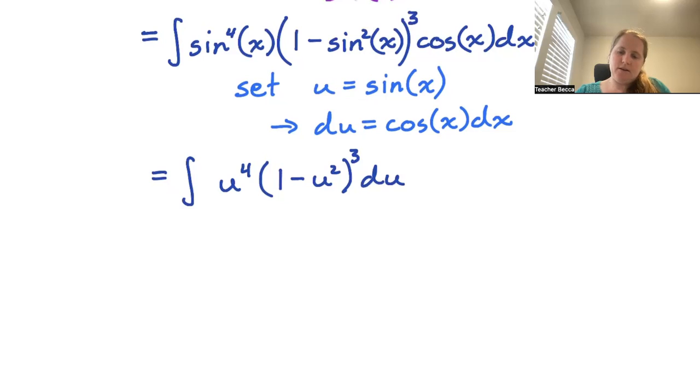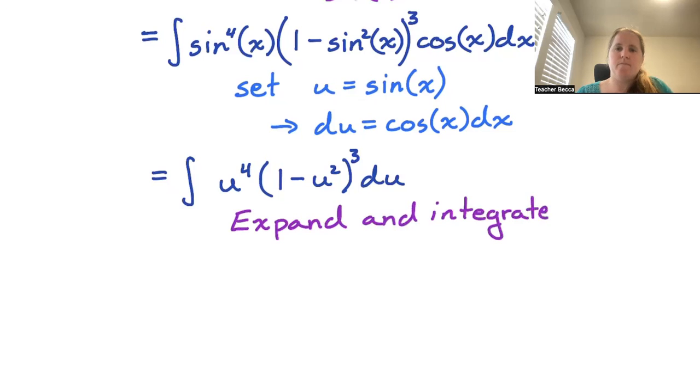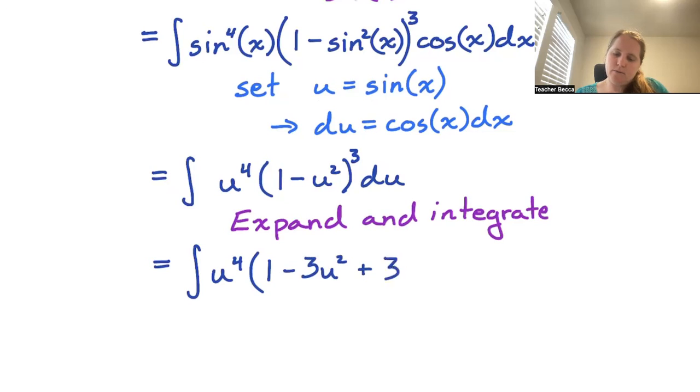So if we now expand the polynomial, so we are going to expand and integrate. We are looking at the integral of u to the fourth times, we will have 1 minus 3u squared plus 3u to the fourth minus u to the sixth. Again, when we cube, we get 1, 3, 3, 1 as our coefficients. Because we are working with u squared, we get the even powers. And then since it's minus, we will alternate signs. Then we have du at the end.